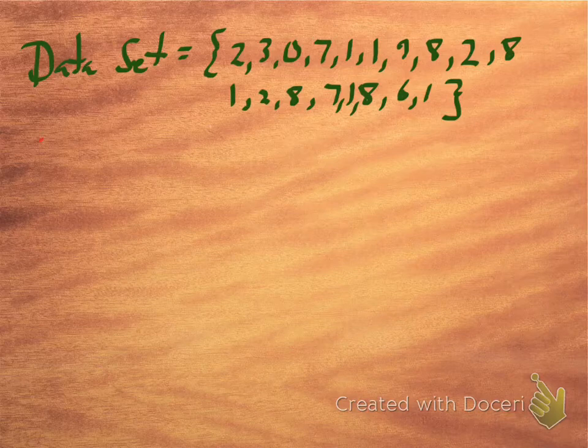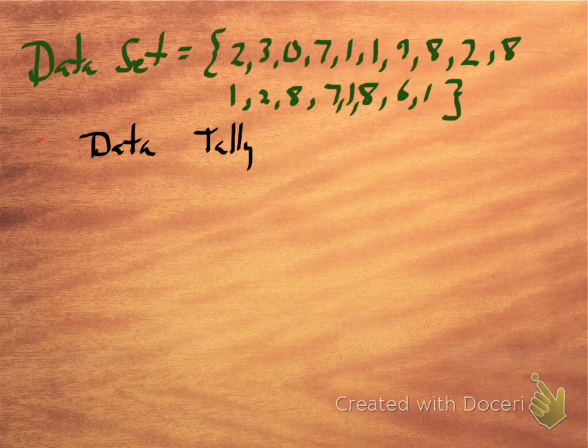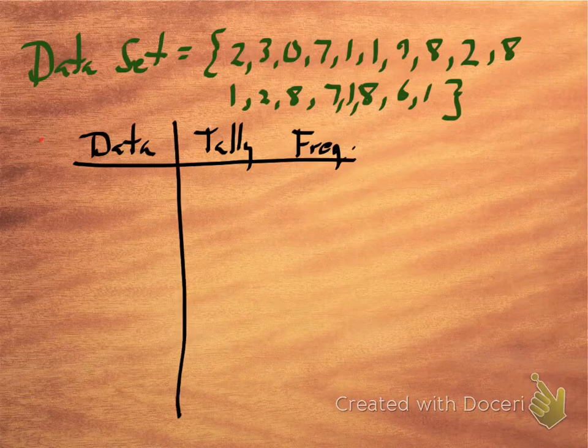First of all, we're going to put our data. Let's use black. All right, so we're going to have our actual data. I don't know what it represents, but in real life, we would probably have whatever it really represents, like kids in the family. Okay, the next column is going to be a tally, and then the last is going to be the frequency, and we'll just abbreviate that frequency.